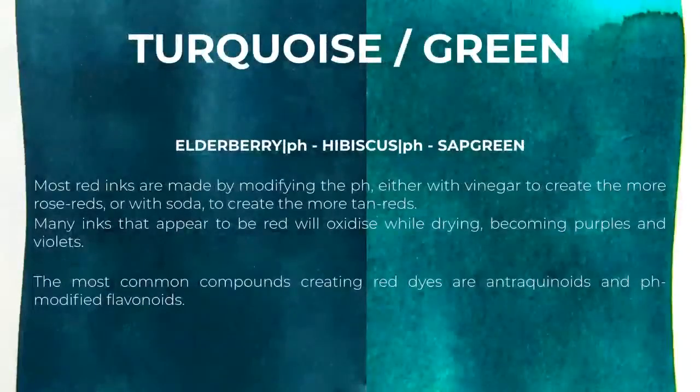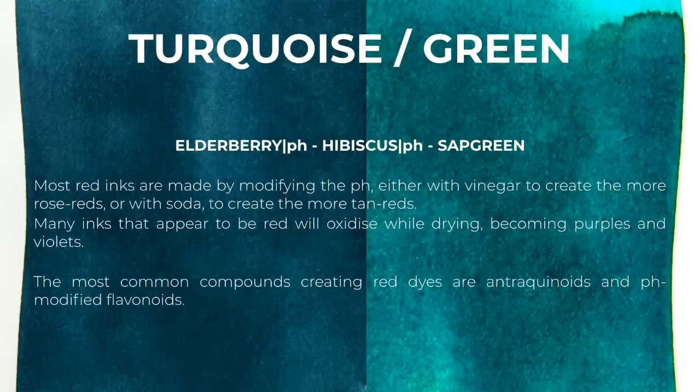But also some turquoises and greens. And again, elderberry is such a crazy color because you're able to really bring out everything from a pink to purple to dark blues, all the way to turquoises and greens. And the same happens with hibiscus. It's a very close range of colors. Sap green is less sensitive, but it's a very, very bright yellowish green.